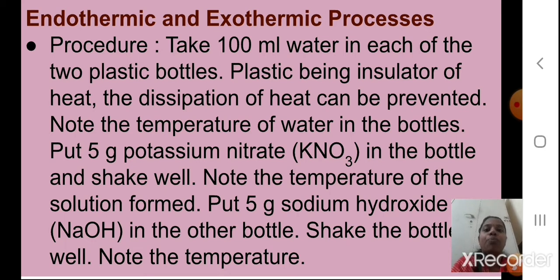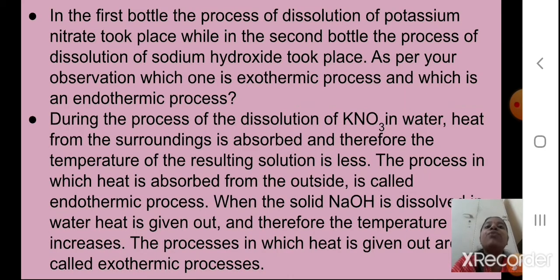Okay, now in the first bottle the process of dissolution of potassium nitrate took place, while in the second bottle the process of dissolution of sodium hydroxide took place. As per your observation, which one is an exothermic process and which one is an endothermic process? Now students, we will see our observations.